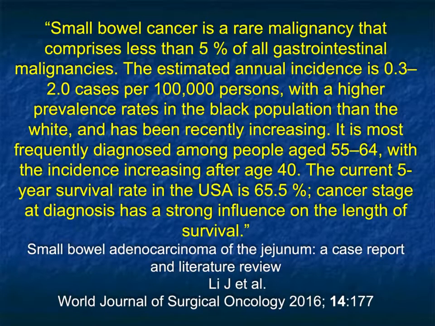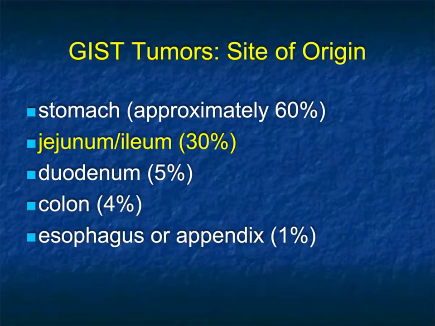Small bowel cancer is relatively rare. It's less than 5% of GI malignancies, but it's increasing in frequency. Again, age range 55 to 64, which is the same age as most tumors. Survival is really tied to early diagnosis.